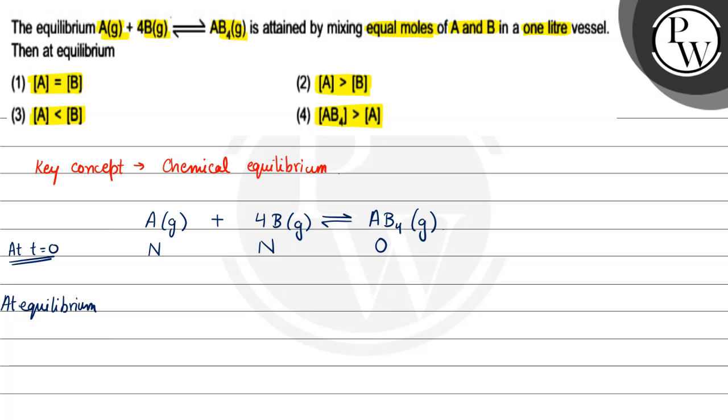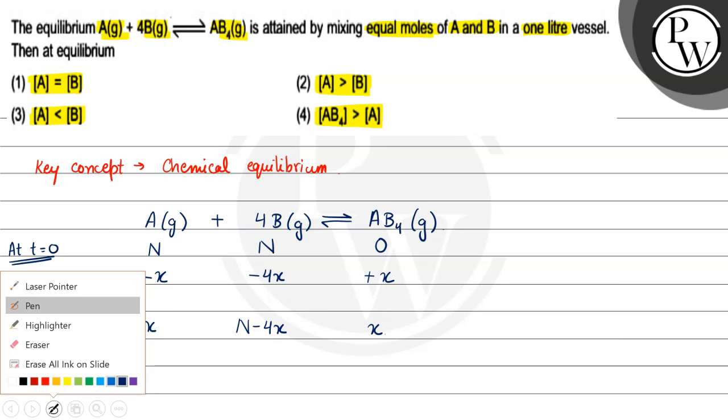A का X amount react करेगा, B का 4x रिएक्ट करेगा बिकॉज A और B 1 और 4 रेशियो में हैं देयर अकॉर्डिंग टू देयर स्टोइकियोमेट्री. AB4 का x अमाउंट फॉर्म होगा. सो एट इक्विलिब्रियम द नंबर ऑफ मोल्स ऑफ A बिकम n minus x, number of moles of B become n minus 4x and number of moles of AB4 become x.